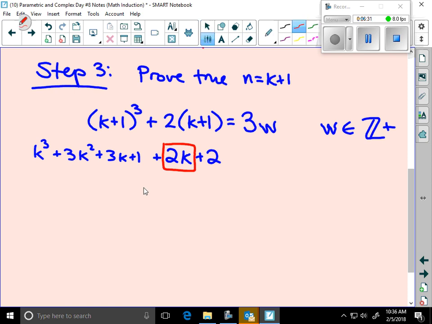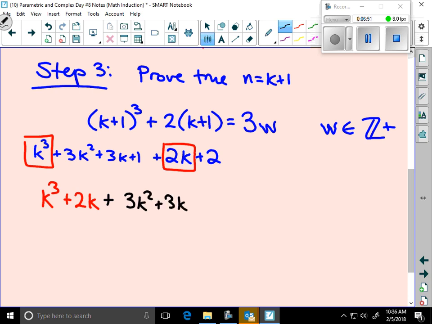Do I have what I need from step 2? Yeah, okay. In a moment, I'm going to turn that into what I had above. But for the time being, I'm going to bring that over like this. k cubed plus 2k. What else do I have? I have 3k squared plus 3k plus, no, plus 3. Guess what I could factor out of each of those? A 3. Oh, that's a good sign, right? Because I want this to be a multiple of 3.